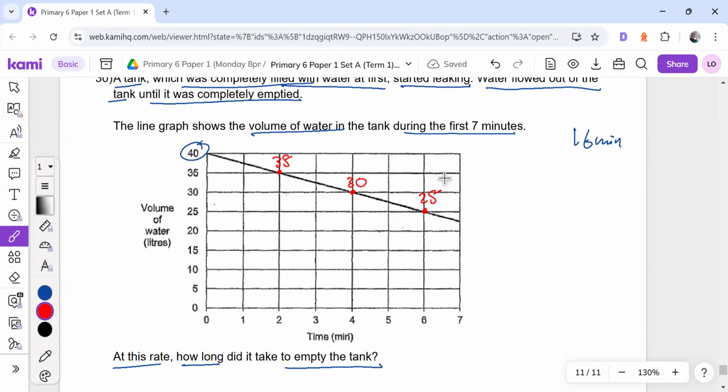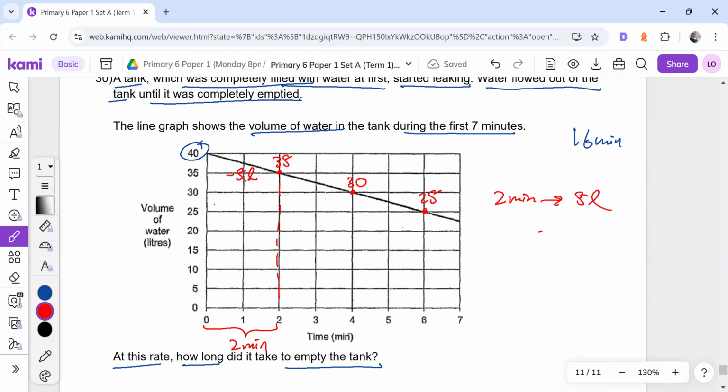All right. How do you interpret the line graph? You look at this. For example, look at this. That will be 2 minutes already. In 2 minutes, how much water leaked out? How much water came out? 40 minus 35, there is 5 liters of water that came out. So 2 minutes, 5 liters came out.